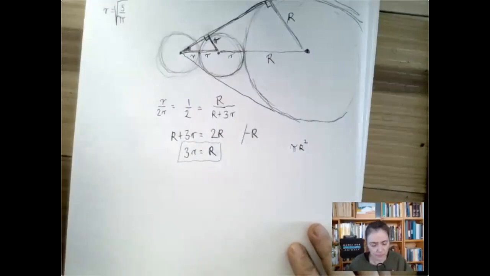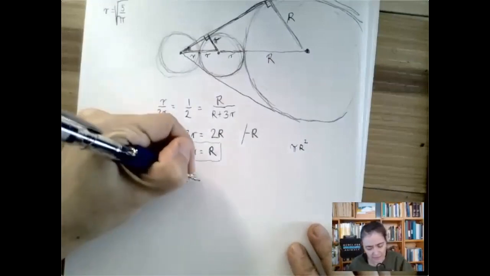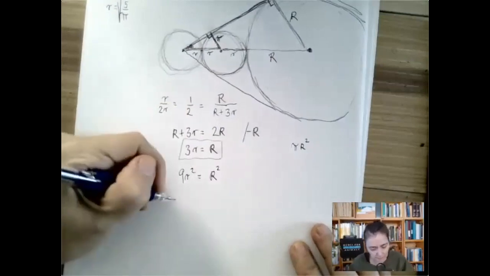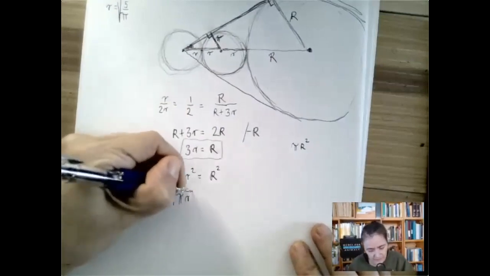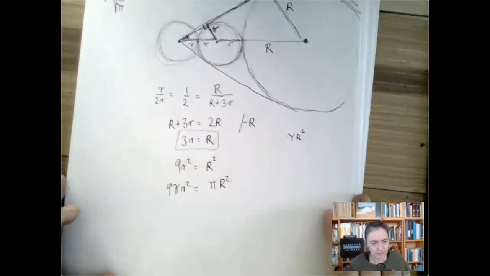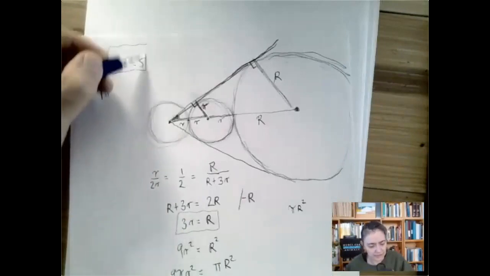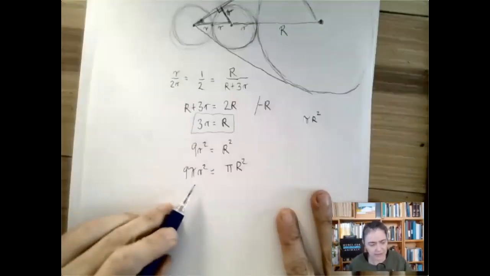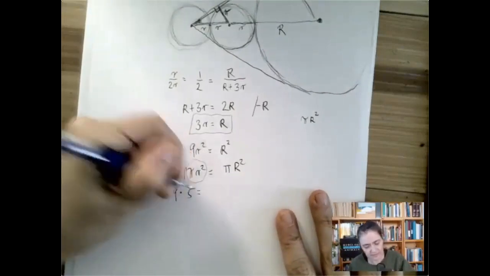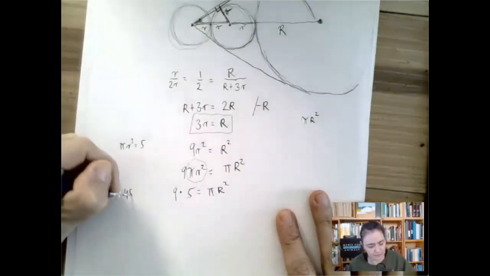Let's square both sides. 9r squared equals capital R squared. And now let's hit both sides by pi. 9 pi r squared equals pi capital R squared. This is what we want. And check this out. Pi r squared is 5. We have 9 pi r squared. This here is 5. So we get 9 times 5. So we think the answer is 45.